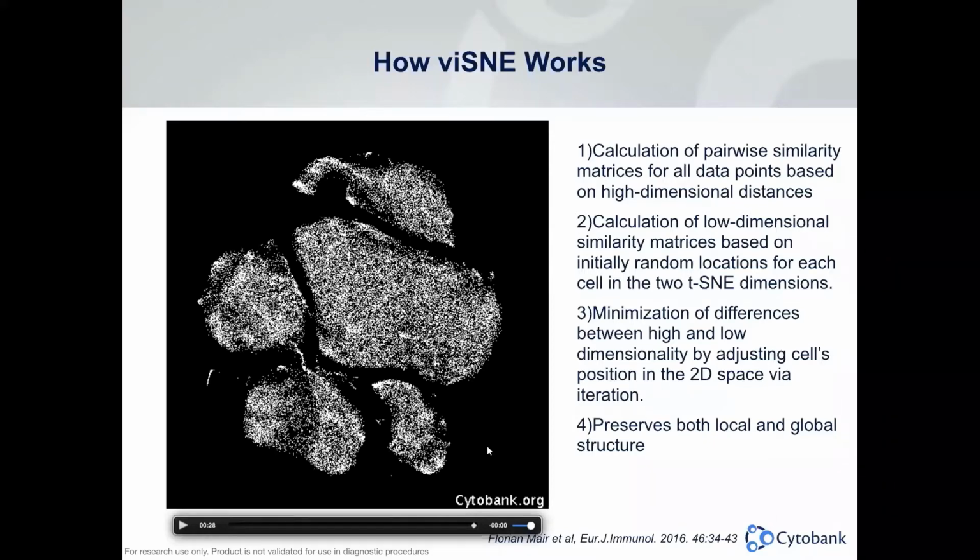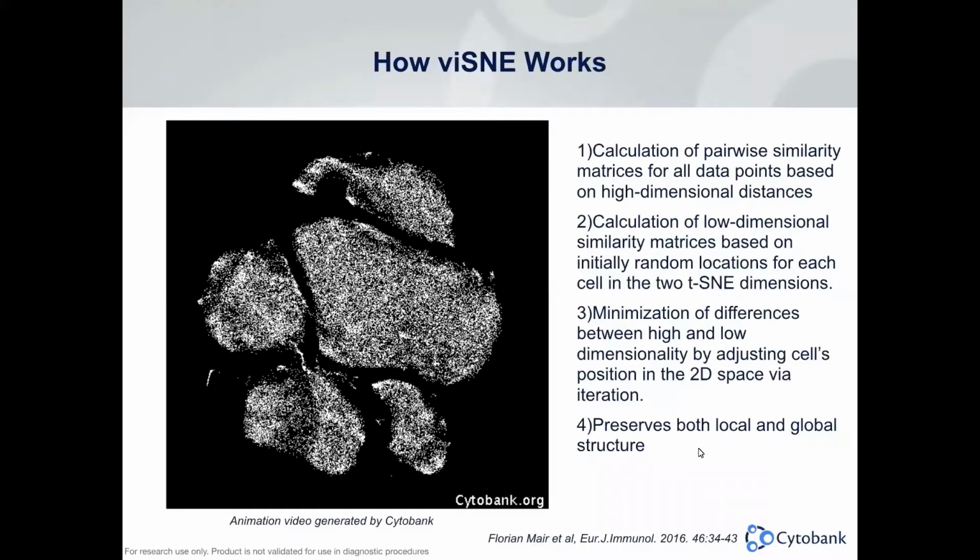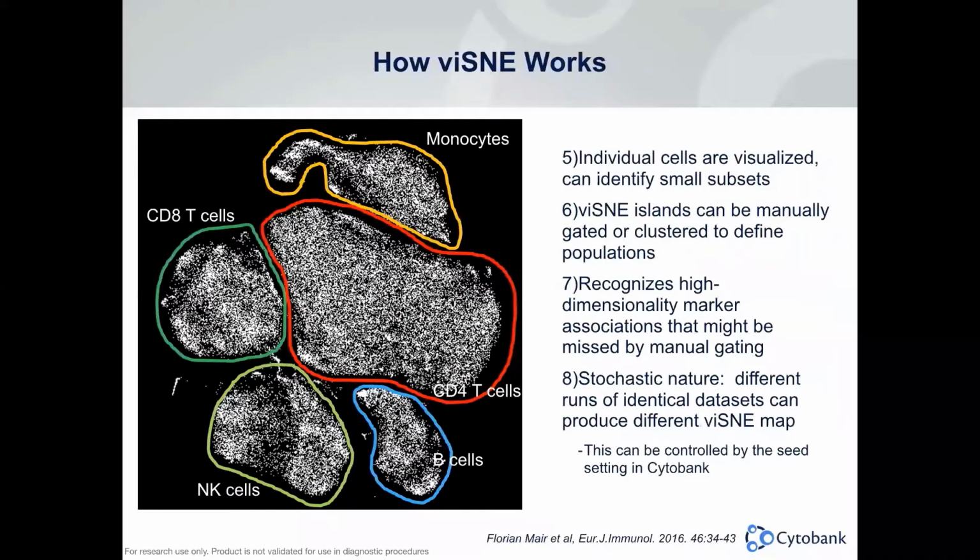And viSNE also tries to preserve both local and global structure. The local approaches seek to map nearby points in the high dimension to nearby points in the low dimension. And the global approach maps nearby points to nearby points and far away points to far away points. So for viSNE, the individual cells can be identified and it can be used to identify small subsets.